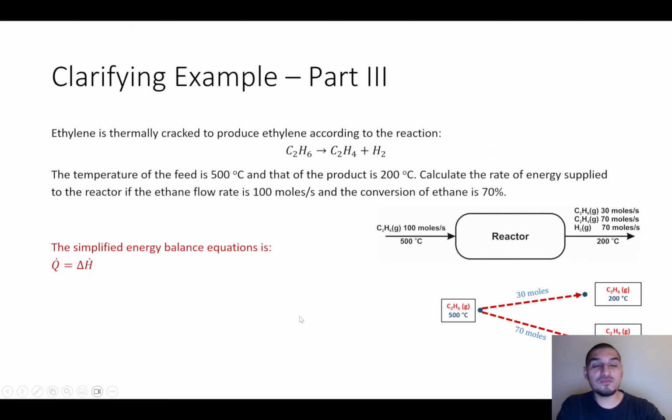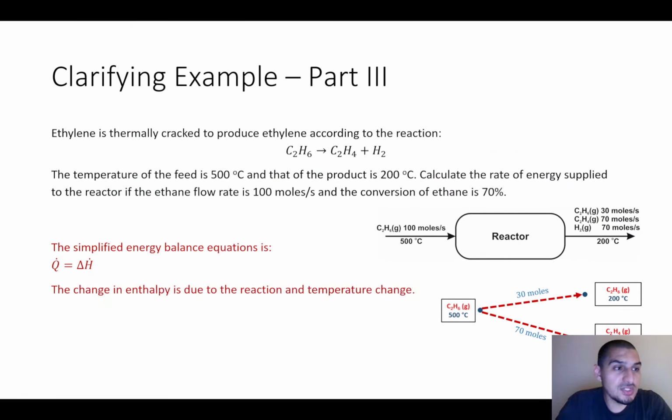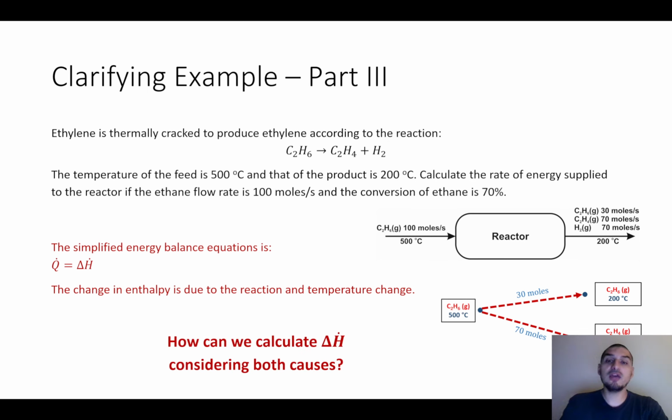So when we have different temperatures, the enthalpy changes due to the reaction, and there is also change in temperature that must be taken into account. And the reaction itself is not at the standard condition, so I cannot use the delta H R node as I used to use before. So now the question that we want to answer is, how can we calculate delta H considering both causes of enthalpy change, which are the change in temperature and the chemical reaction.